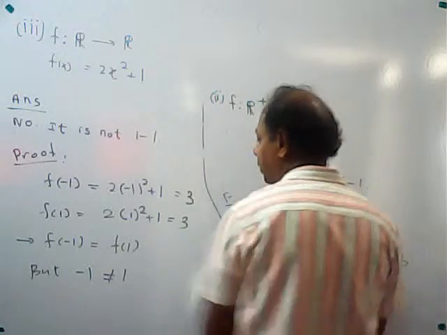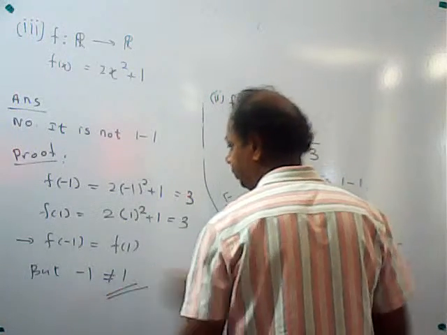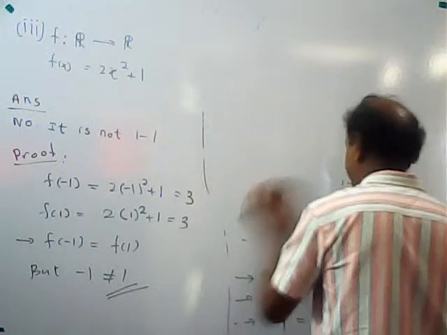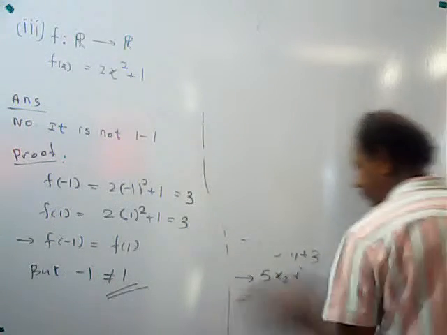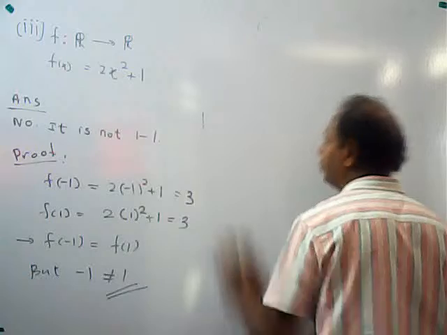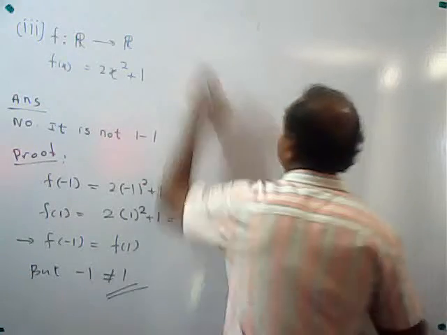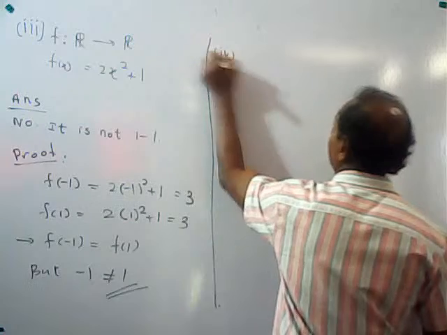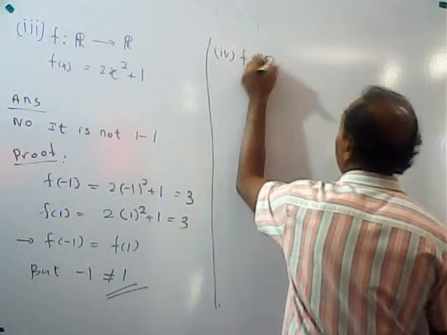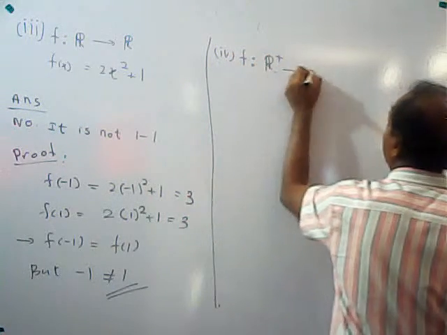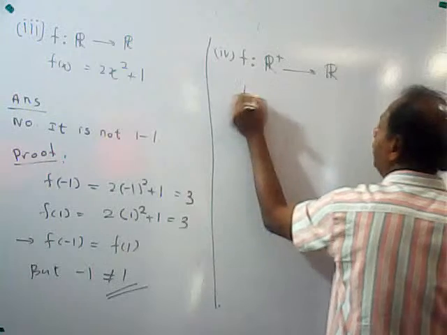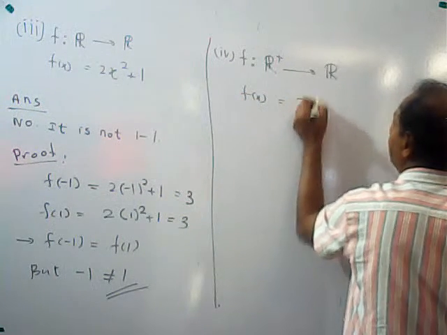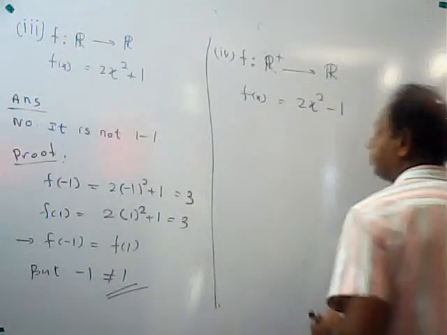This is the complete answer. It goes from R plus into R. Fx equals 2x squared minus 1.